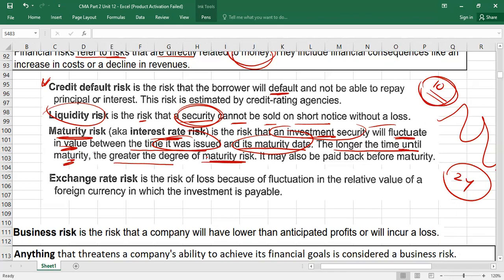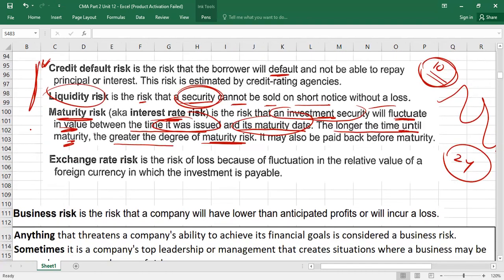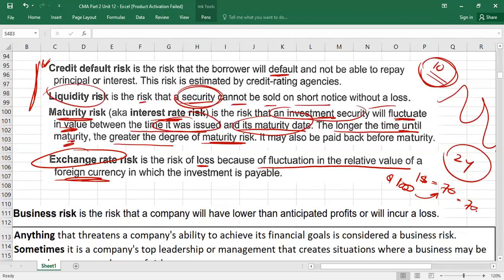Right or wrong? Now, guys, here we have another risk. These are all types of financial risk. We have exchange rate risk also. I already told you, it is the risk of loss because of fluctuations in the relative value of a foreign currency. For example, if you're living in India and today you bought some goods from the USA, and the rate is $1 to 70 rupees today, so you bought goods for $1,000. If you convert into rupees, it is going to be 70,000. As per today's rate, you have to pay 70,000 rupees. What if you make the payment after 3 months?